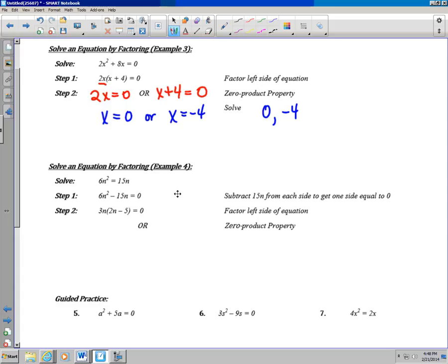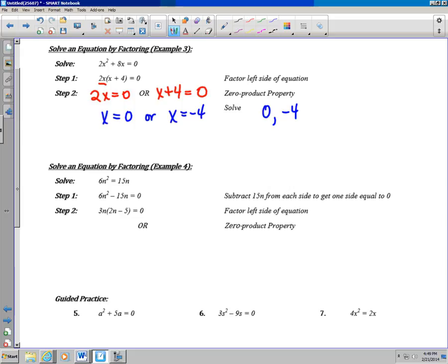You can plug those in and check them. We know that 2 times 0 is going to be 0, and 0 plus 4 is 4, but 0 times 4 is 0. So that checks out. And then if we put negative 4 in for x, we obviously see negative 4 plus 4 will make this term 0, making the entire thing 0. Okay?